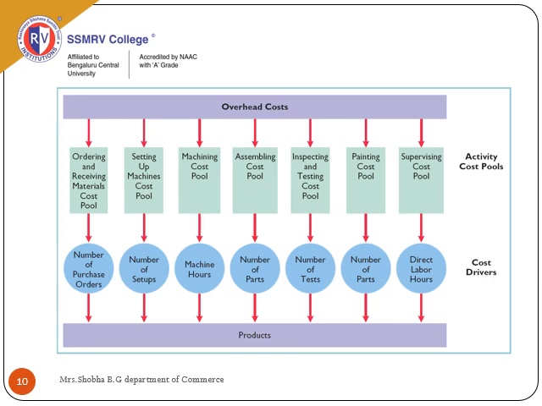The next one is inspecting and testing cost. The cost of inspecting or testing or quality control depends on the number of tests performed on each of the products. Next one is painting cost. The cost of painting should be divided on the basis of the number of parts that we spend on painting. Last one is supervising cost. The cost of supervising depends on the direct labor hours, or the number of hours that the supervisor has spent to inspect or supervise the work of each of the laborers.